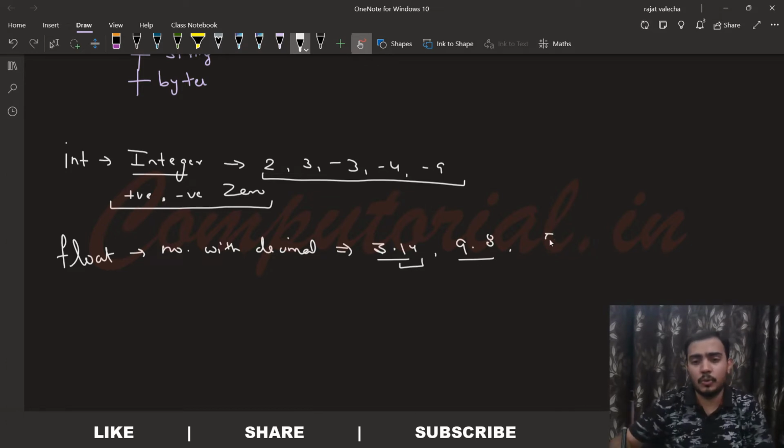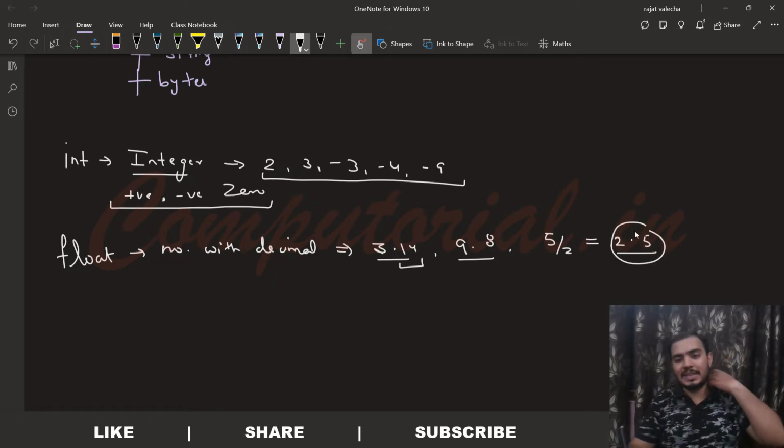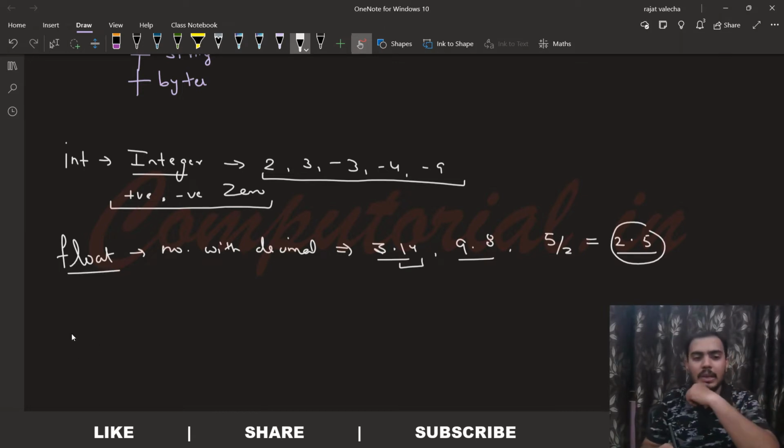Okay, let's assume you have divided 5 by 2, and we all know that when we divide it, the answer will be 2.5. In this answer as well, we have a number with a decimal value. Okay, we have a decimal point. All such numbers can be termed as float values. Next is bool.